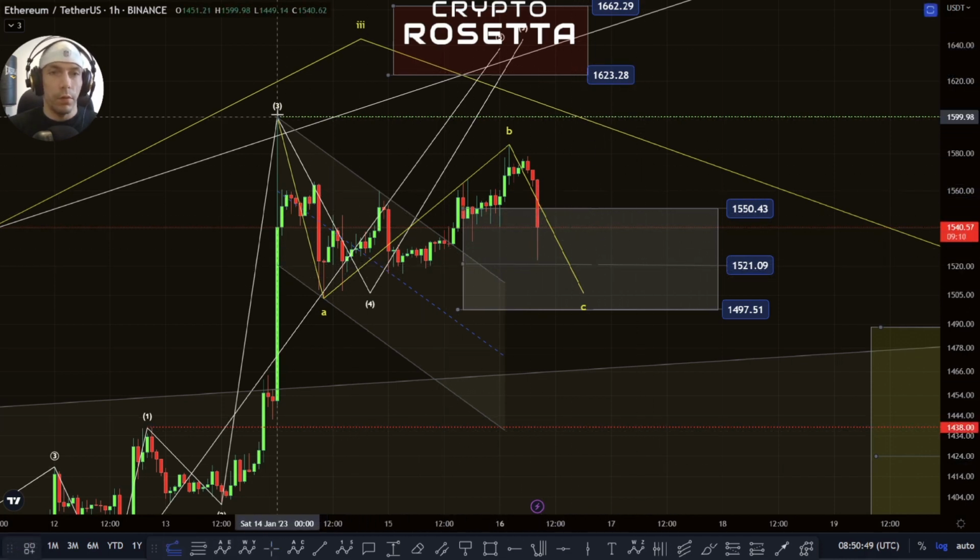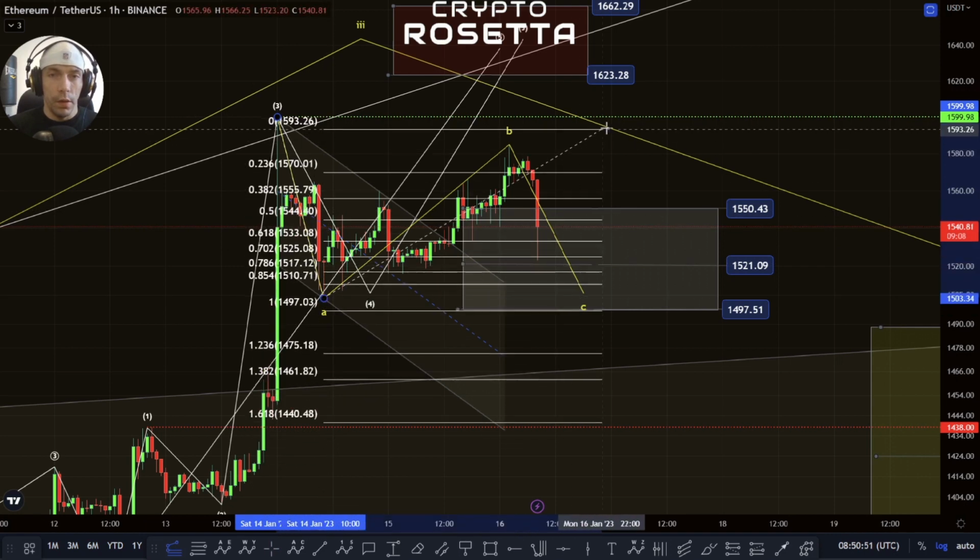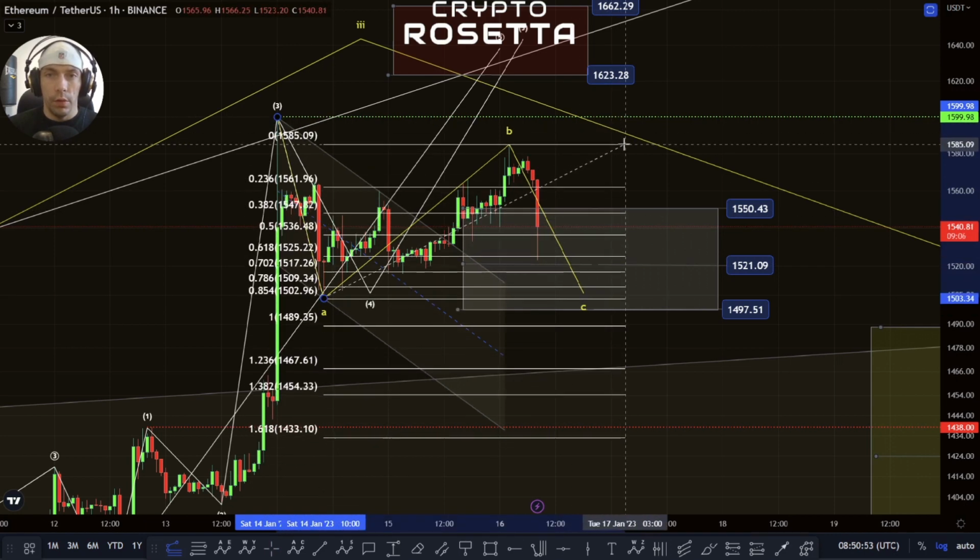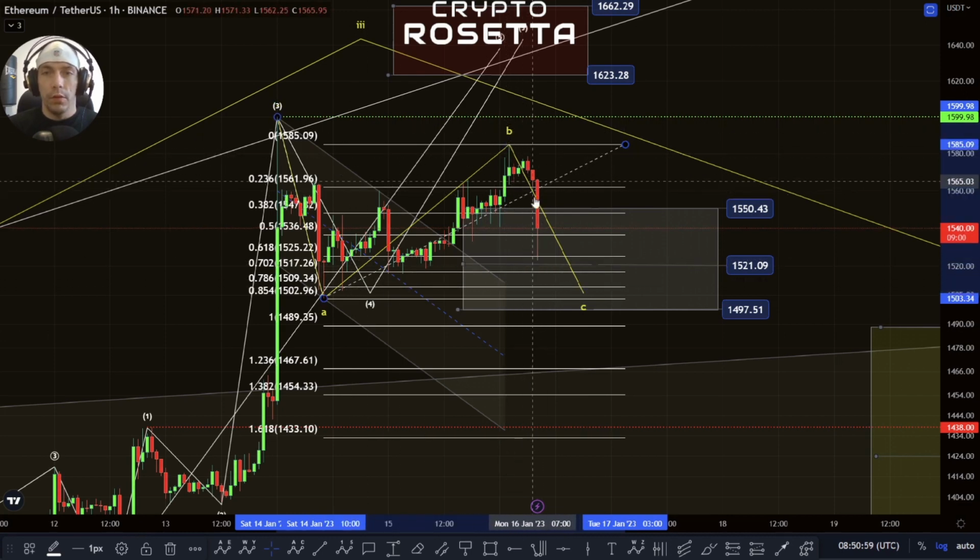So if I throw this fib on from here down into this low, up into this high point here, we came down to this 618, which is sort of a minimum requirement, but the structure would indicate to me that we still have some downside here to go. So what I'd be looking out for is the potential that we could actually move down towards this 1,489 area. Then what that would be is looking for this 1-to-1.